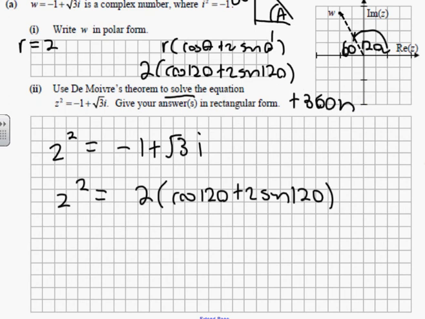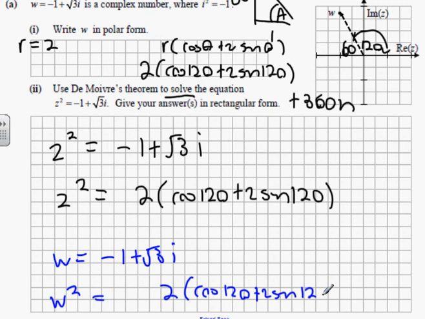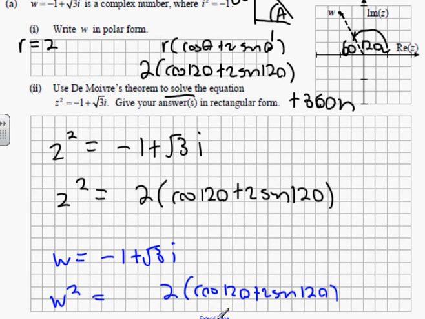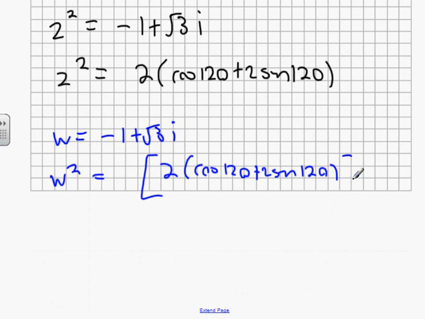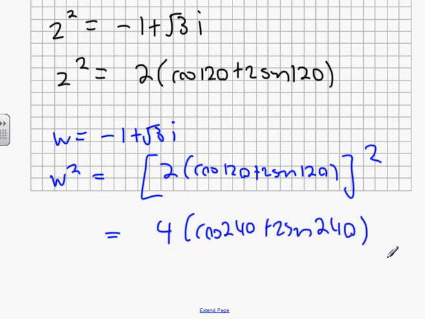What some of you guys did was this. W equals minus 1 plus root 3i from the first part of the question, doesn't it? Some of you guys tried to find W squared. And what W squared would be is this complex number here, the cos 120 plus i sin 120. And what you do there is you take that one and square it, and that's where some of you guys got your 4 cos 240 plus i sin 240 from. You're completely answering the wrong question there. The blue question is W is this, find W squared.